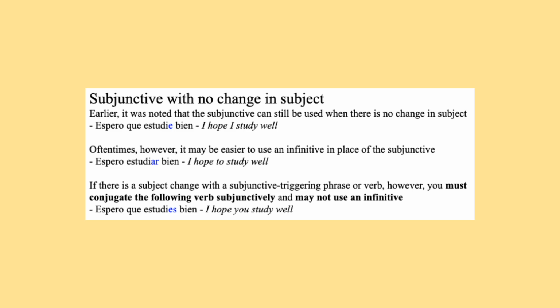But if there is a change in subject and there is a phrase or verb which activates the subjunctive, in that case, you must conjugate the following verb in the subjunctive, and you cannot use the infinitive. The infinitive is only allowed if the subject does not change. So in this situation, espero que estudies bien, there is a change in subject, and there is a verb, esperar, which activates the subjunctive. So therefore we must use the subjunctive and cannot use an infinitive.